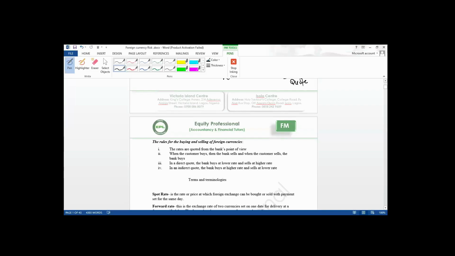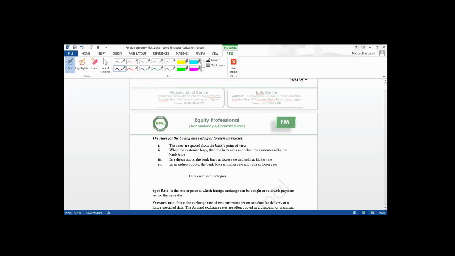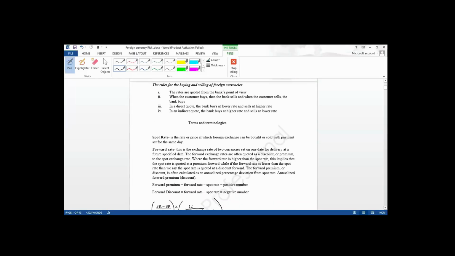Next discussion: terms and terminologies associated with foreign currency. 1. Spot rates. Spot rates is the exchange rates for immediate foreign transaction.